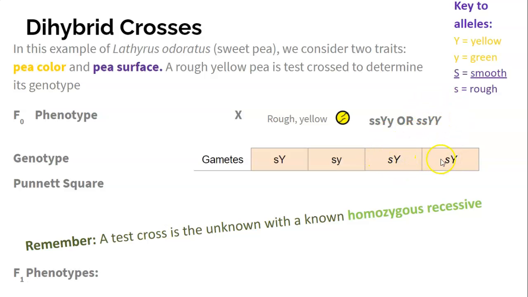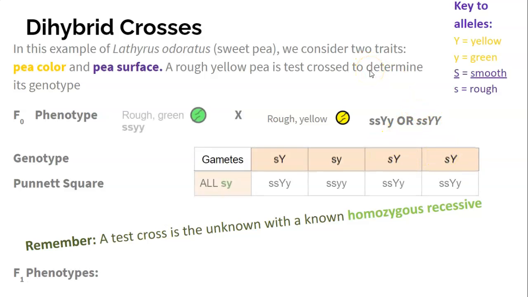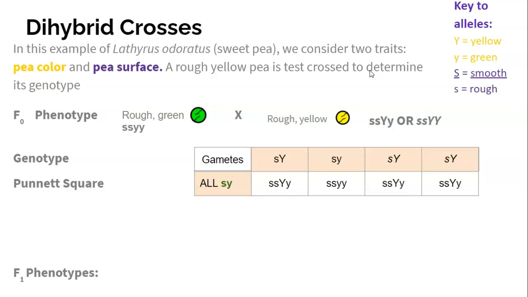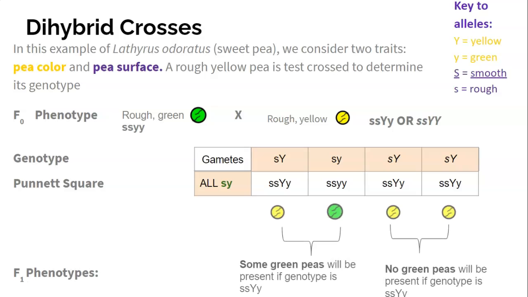And you can see that these are italicized, and so is this. So that's how you can keep track. So my test cross is going to be with a homozygous recessive rough green pea. And for my outcome, it depends on what my offspring were.